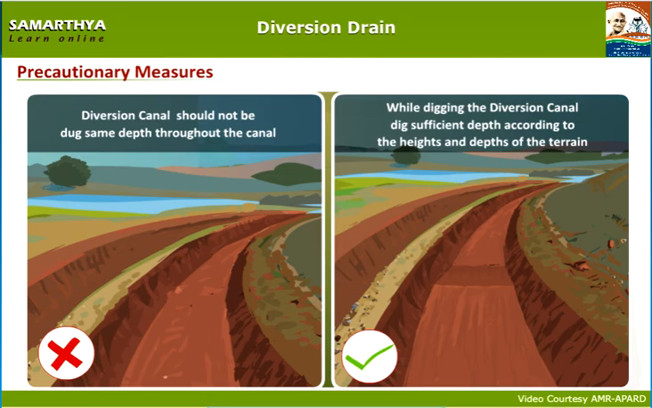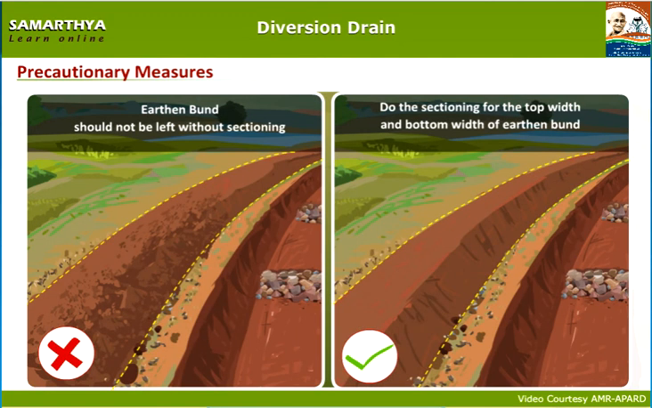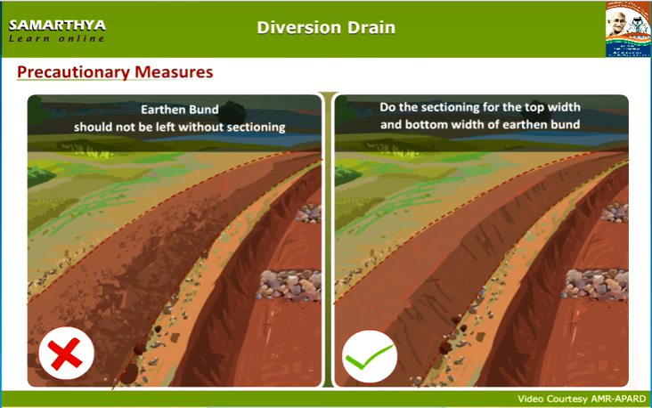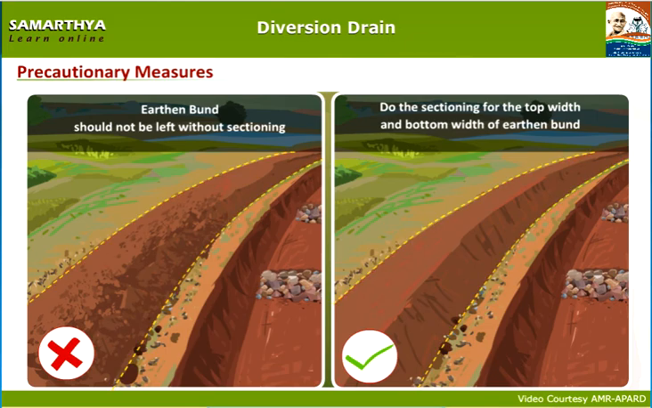Earthen bund should not be left without sectioning. Reason: if sectioning is not done to the earthen bund, the bund may break due to the velocity of water flow. Do sectioning for the top width and bottom width of the earthen bund.